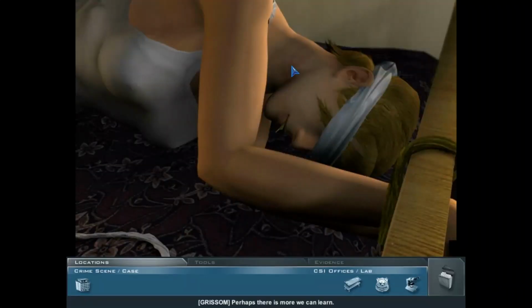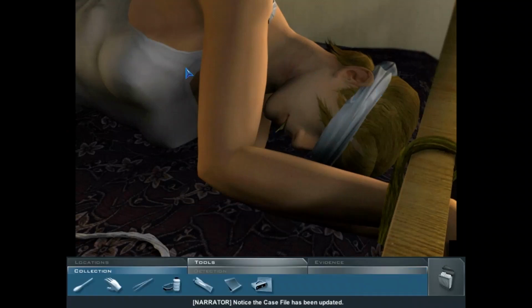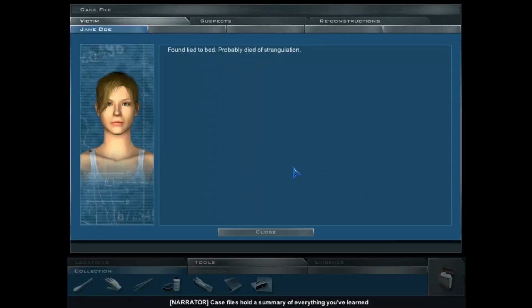Perhaps there's more we can learn. Notice the case file has been updated. This means that information has been added to a file on a suspect or victim. Click on the case file icon in the bottom right to look at it. Case files hold a summary of everything you've learned about the suspects and victims you meet. This is the file for our victim. To look at the case file for the hotel owner, click on the Suspects tab.